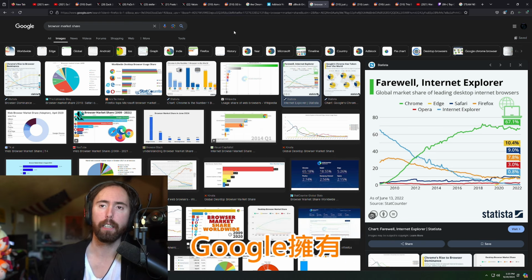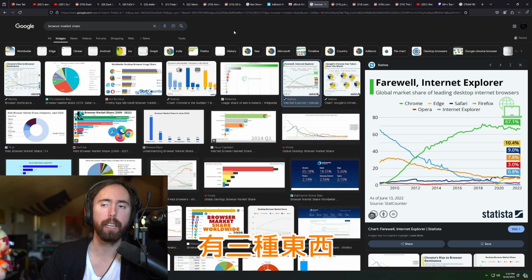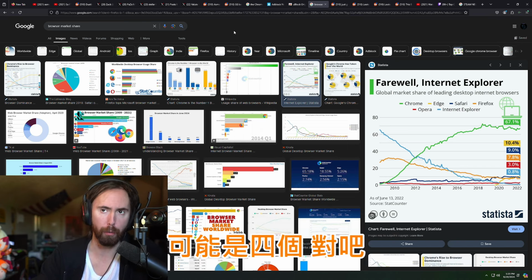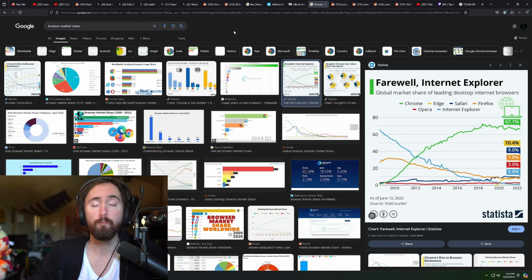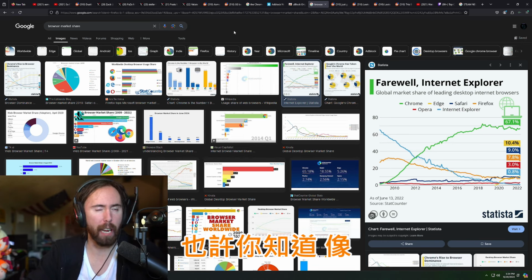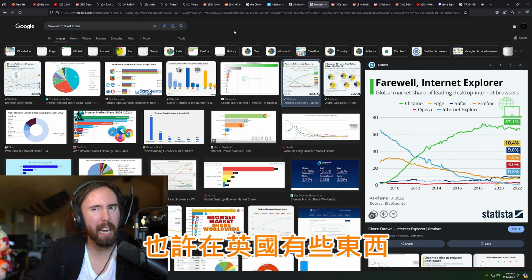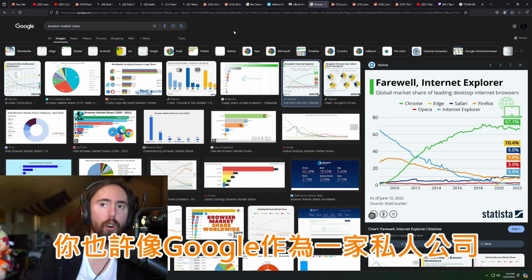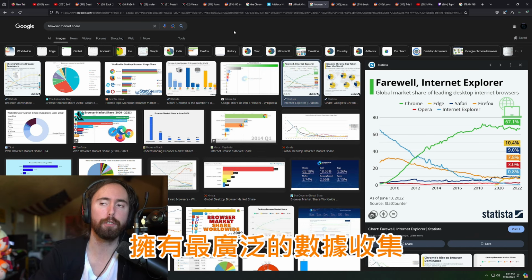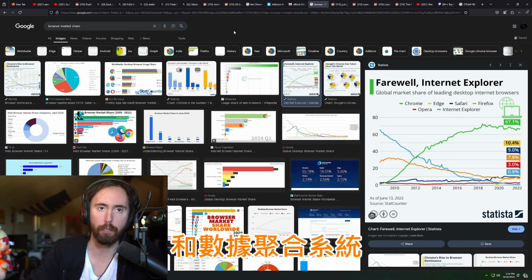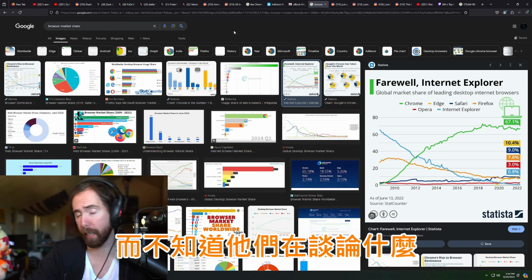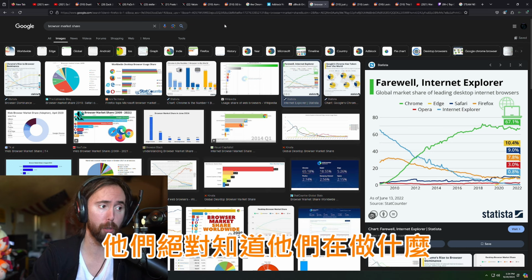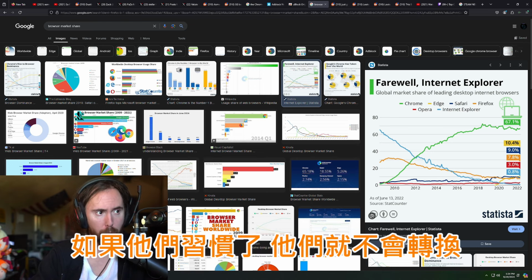The only things that probably have a more extensive data network than Google, maybe three or four, are the US government, China, and maybe Mossad, and maybe Russia, maybe something in Britain and the EU. But Google, as a private company, has the most extensive data collection and data aggregation system in the entire world. If you think they're going to do something like this without knowing what they're doing, you're crazy. They absolutely know. People are lazy and stupid, and they won't switch if they're used to it.